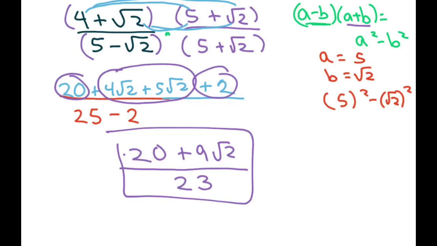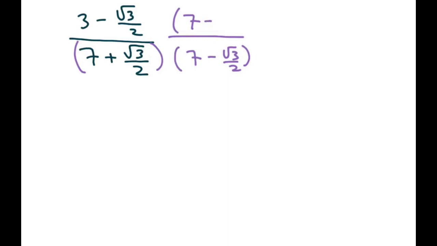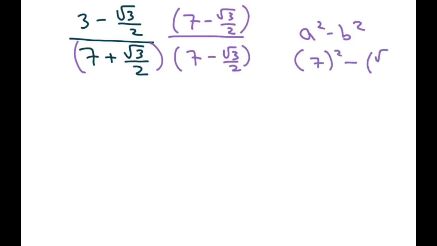So the next one's the same principle. We're going to multiply it by the conjugate of the denominator. So we get 7 minus square root of 3 over 2. And that means we have to also multiply the numerator by the same thing. 7 minus square root of 3 over 2. So we want a squared minus b squared. So my a is 7, and my b is square root of 3 over 2 squared.